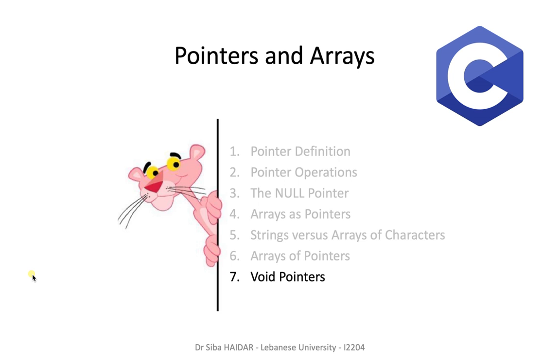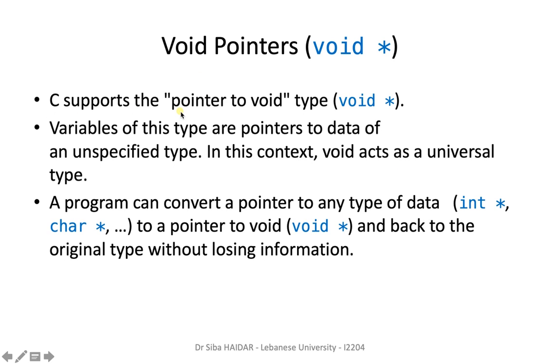As for the last section in this chapter, it is about void pointers. So let's see, what are void pointers? Void pointers. C supports the pointer to void type, which is denoted void star instead of, for example, int star or char star or float star or whatever star. Variables of this type are pointers to data of an unspecified type. It's like saying, I have a pointer, but it can point to anything, a wildcard, a joker. In this context, the pointer acts as a universal type.